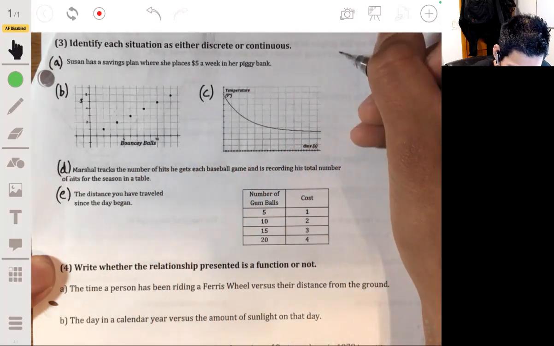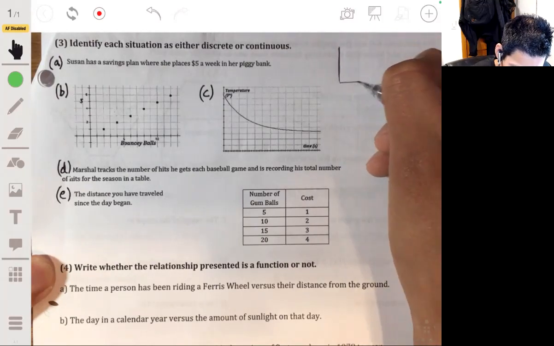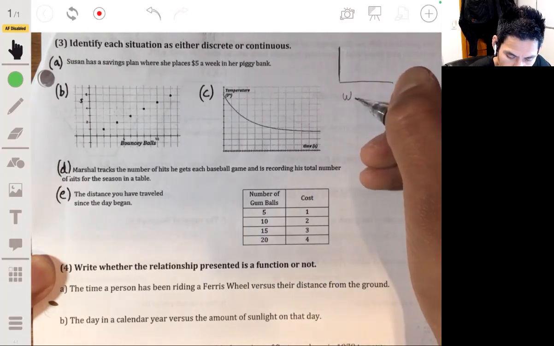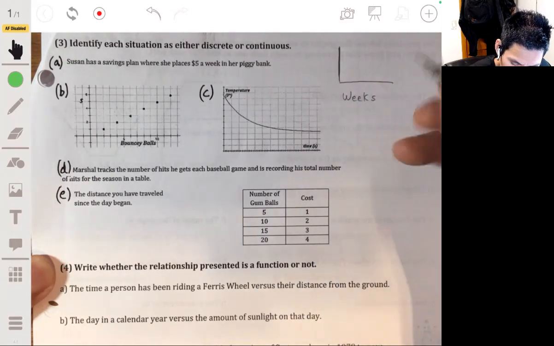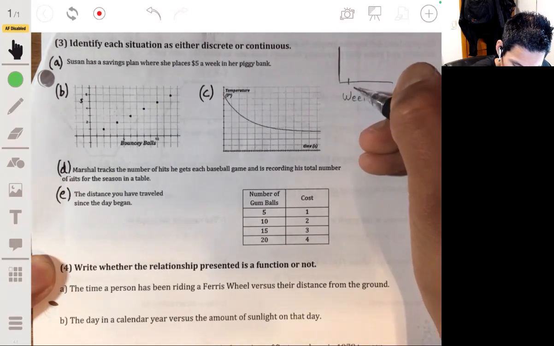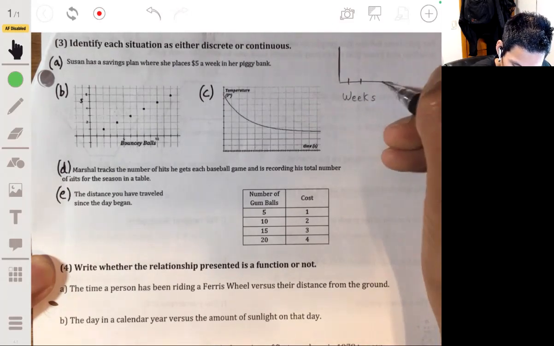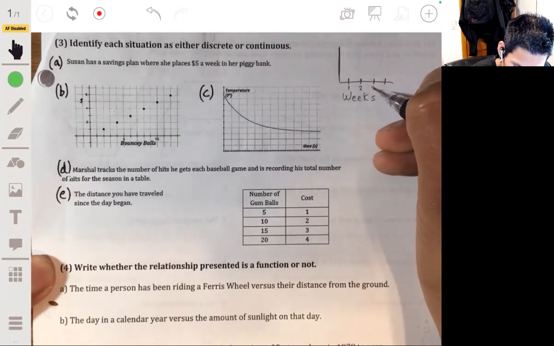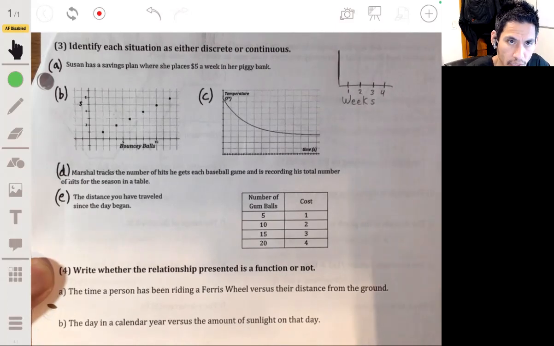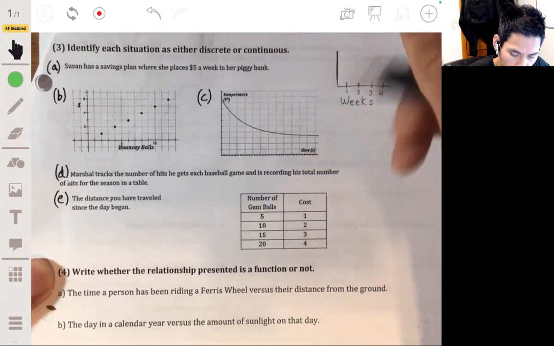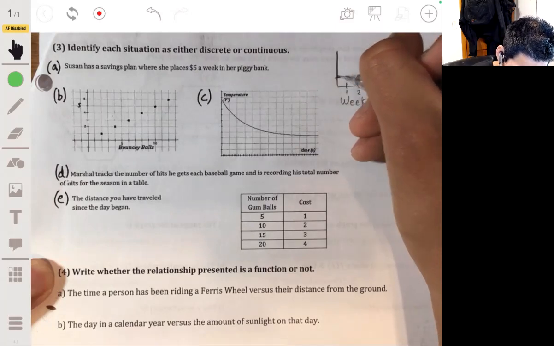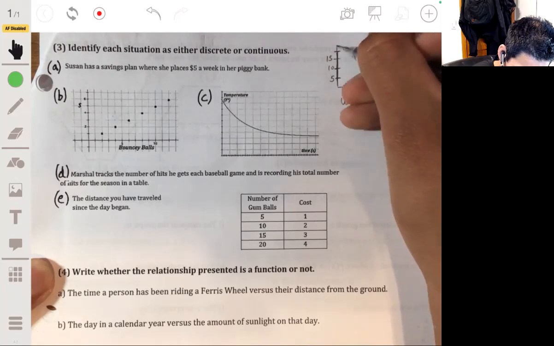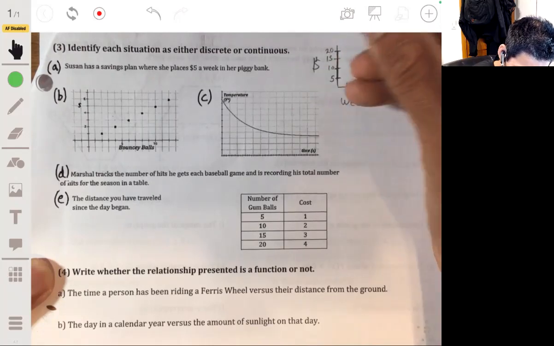So let's say if we were to graph this, we would have the weeks on the horizontal axis. So week 1, 2, 3, 4. And then the money saved, the money in her piggy bank, on the vertical axis. So let's go by fives: 5, 10, 15. Let's just put a dollar symbol.